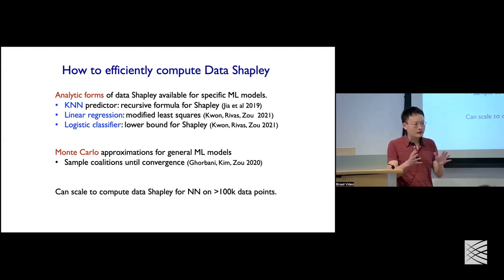So some of these data values could change, of course, depending on which specific architecture they choose. But often what we found is that the data points that have negative values end up being pretty consistent across the different models that you use, because those are the data points that are misannotated. So those are consistent across different models.